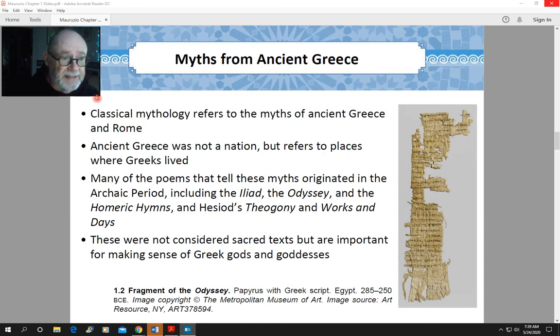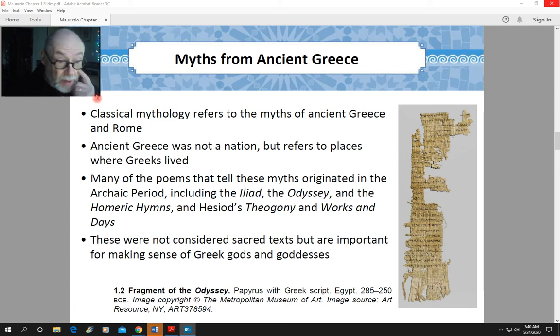So, from ancient Greece. Classical mythology refers to myths of ancient Greece and Rome. Now, in this class, we look at Greek myths. The Romans, as such, did not have myths. What the Romans had is legend, because everything for Romans is tied to Rome as a historicity. And so there are some stories that might be called Roman myths, but for the most part, it is tied to a historical context.